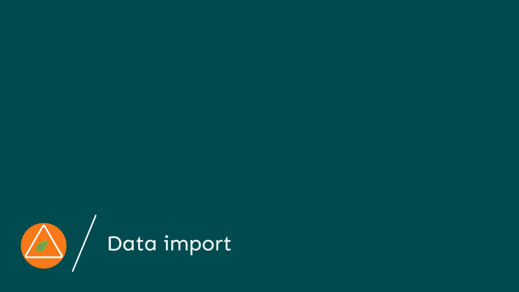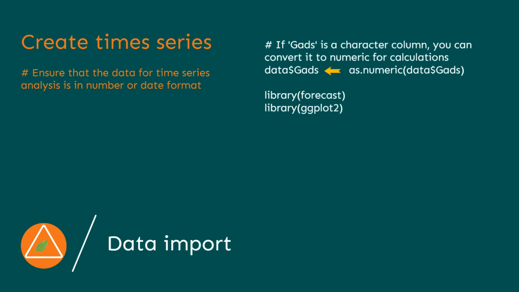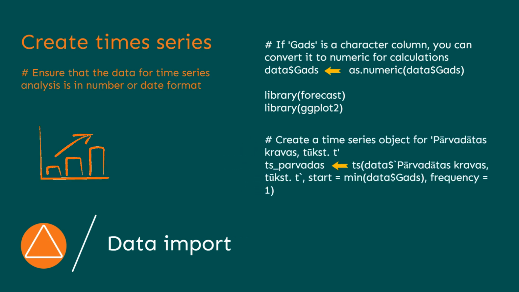Now, we need to convert data for the time series analysis. We need to ensure that numeric data is recognized as numeric by R, so we'll convert it if necessary. After that, we'll create a time series object for selected variables. Let's see how this process looks in our example.